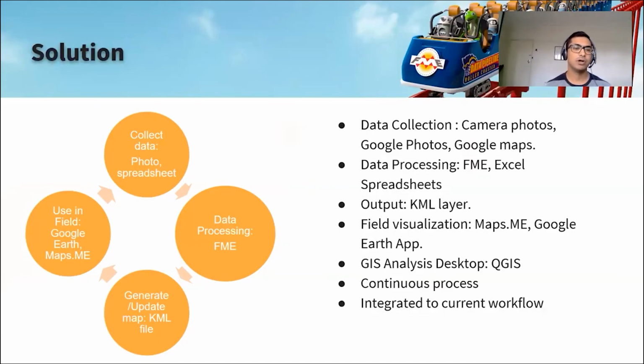So our solution was to collect the photos from a mobile which had location data enabled, and that would be processed in FME, and FME would then generate and periodically update the KML file with the new photographs. The KML file would then be passed on to the users in the field, and they would load it up in their mobile phones in maps.me or the Google Earth mobile app.